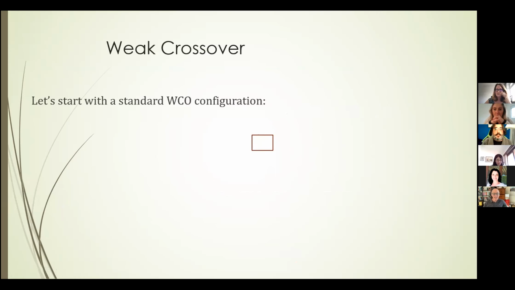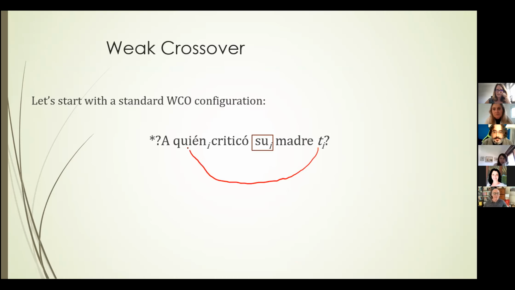Let's start with standard weak crossover. This is a standard weak crossover configuration. We have, for instance, an A-bar extraction with a WH element crossing a pronoun. And what is crossing here, I will use my pen. Do you see my pencil, my virtual pencil? Yep. This is beautiful. Okay.